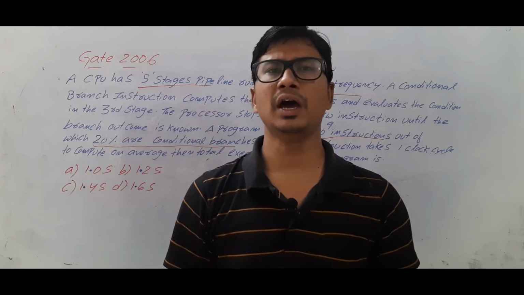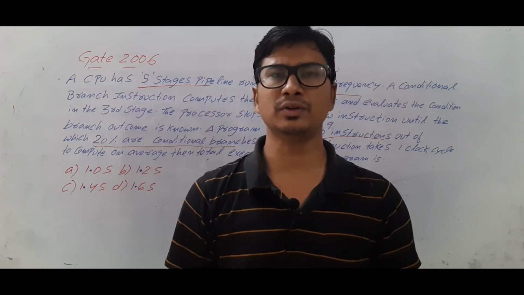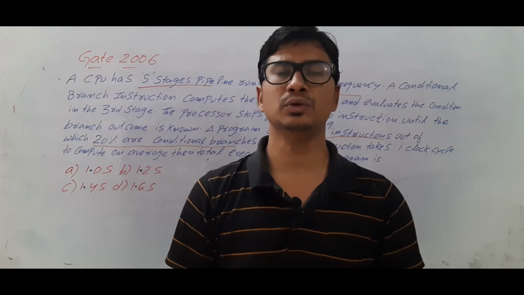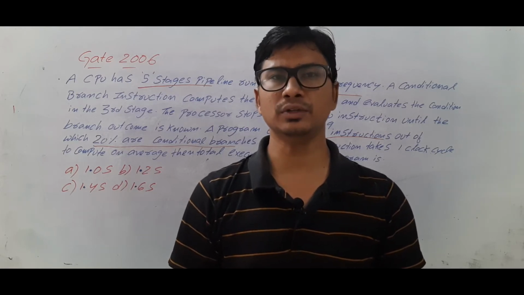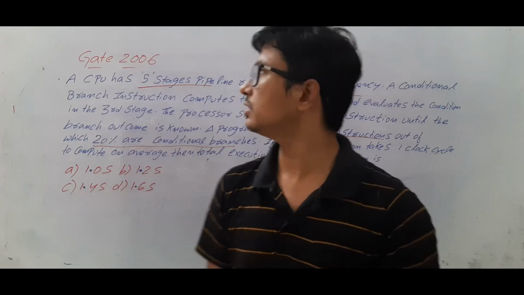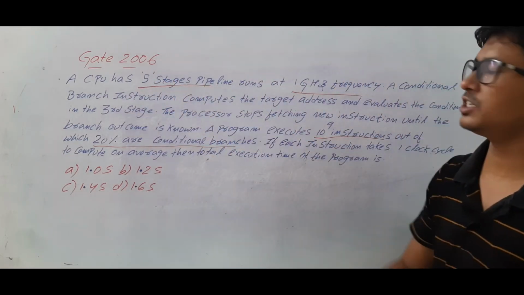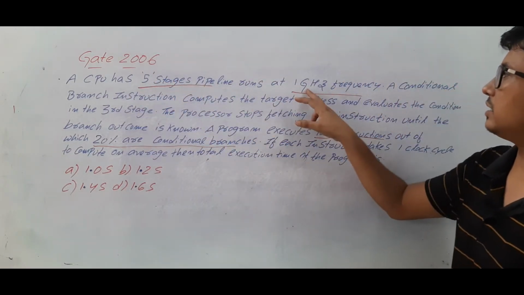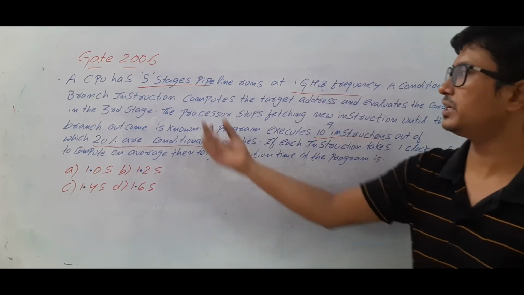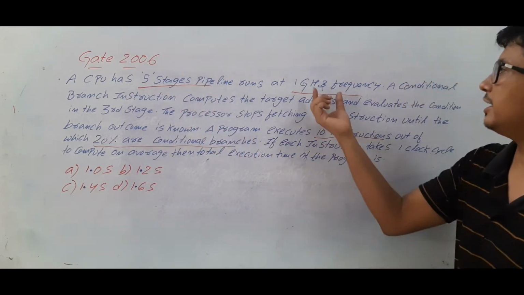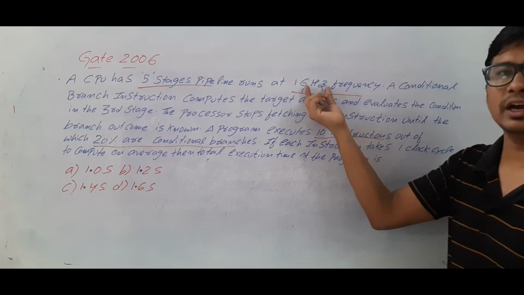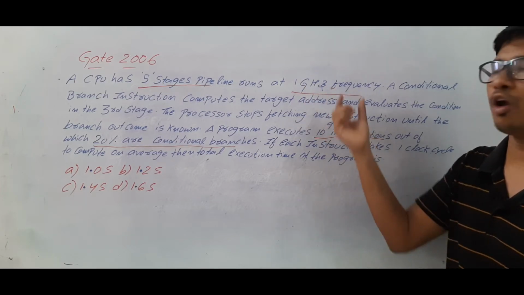In this video, I will discuss one of the GATE questions which came in the year 2006. First, let me read out the question, then we will solve it. A CPU has a 5-stage pipeline and runs at 1 GHz frequency. Though it is a 5-stage pipeline, I have given the clock frequency.